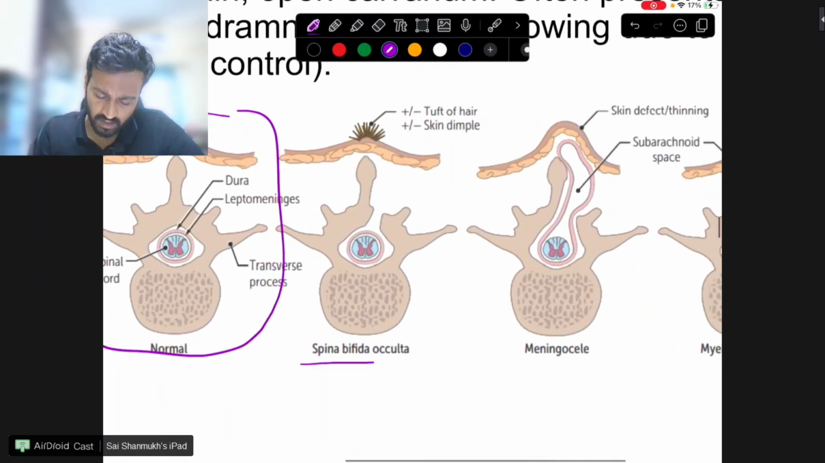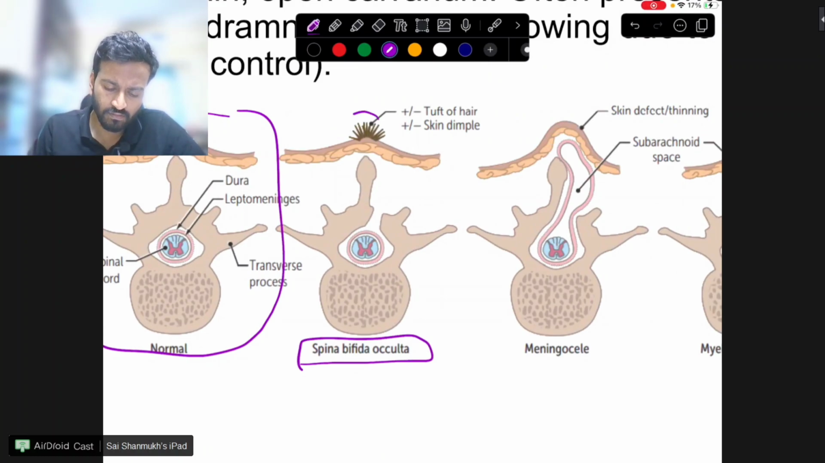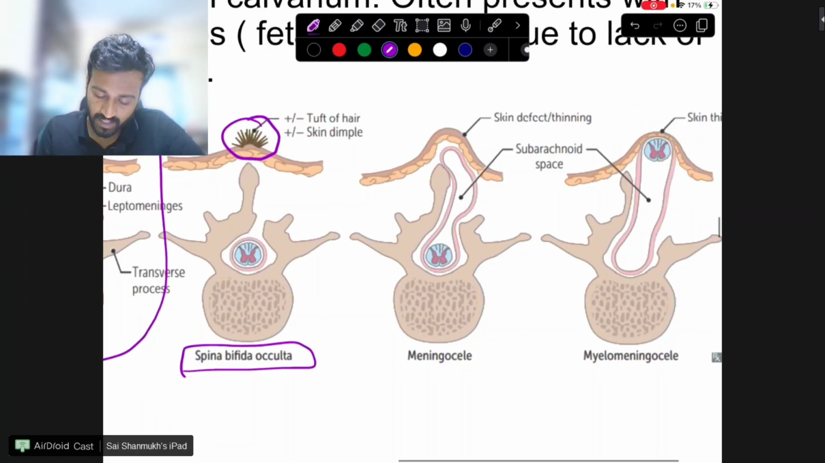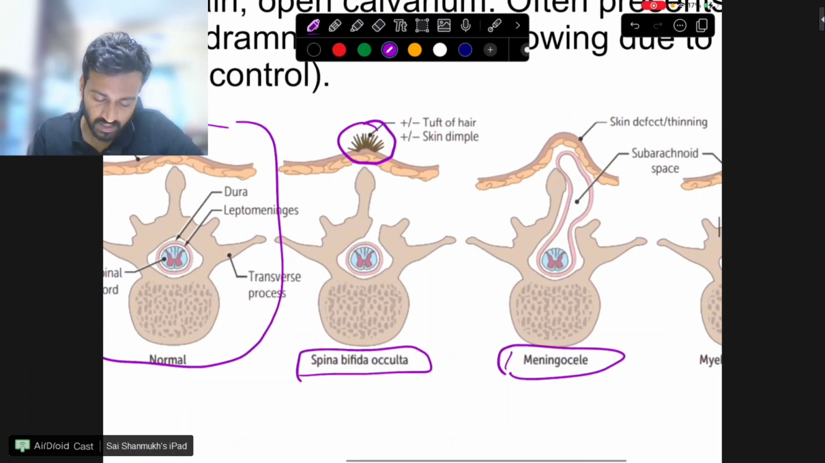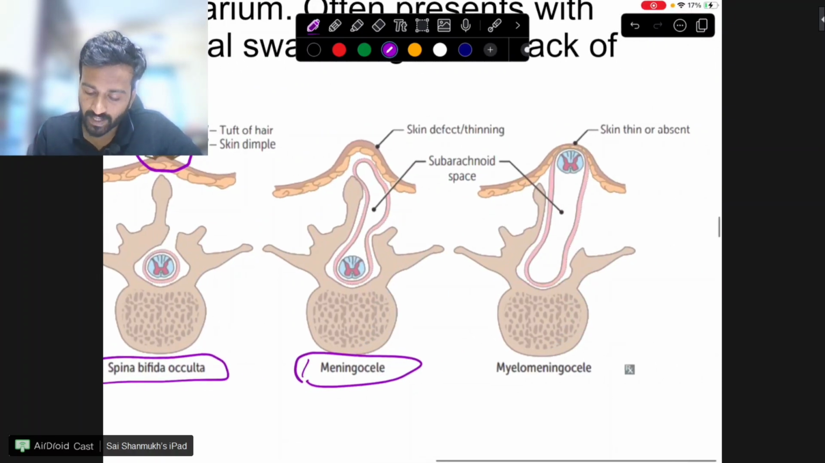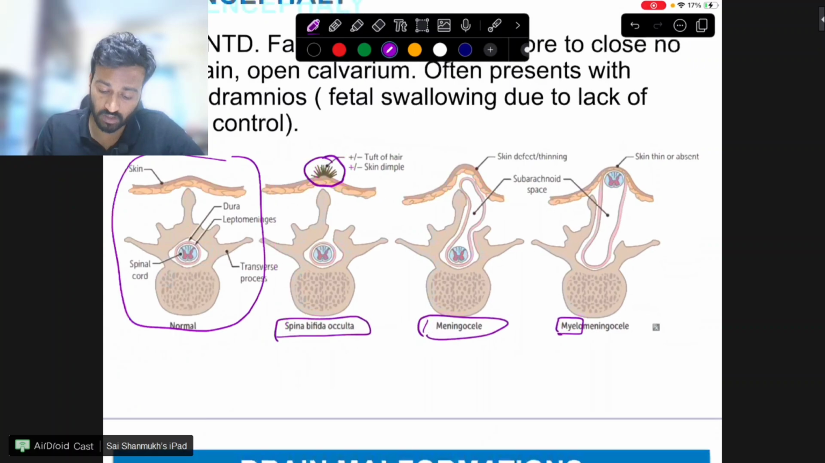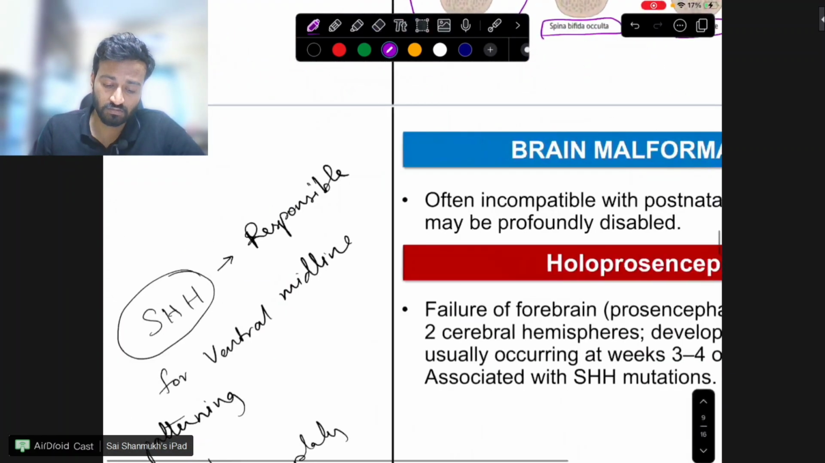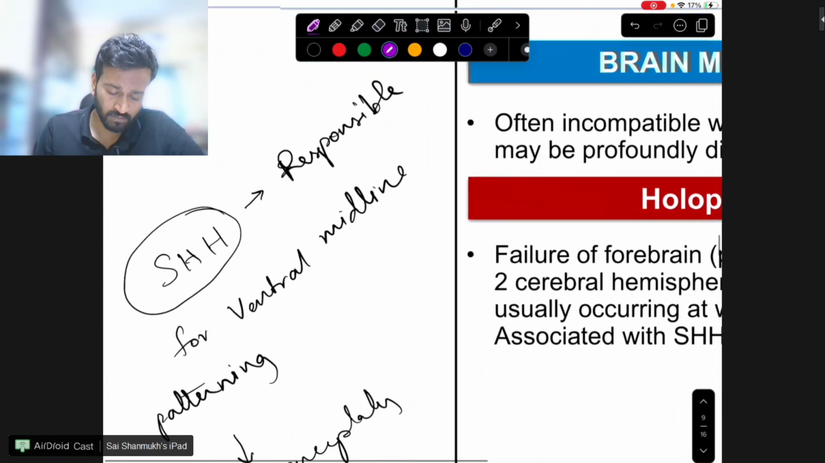And there is spina bifida occulta. This will be seen with a tuft of hair and a skin dimple, that is a depression. And meningocele, only the meninges are coming out of this defect. And myelo means the neural structure, that is the spinal cord, is also coming out. It is a very bad condition, myelomeningocele.